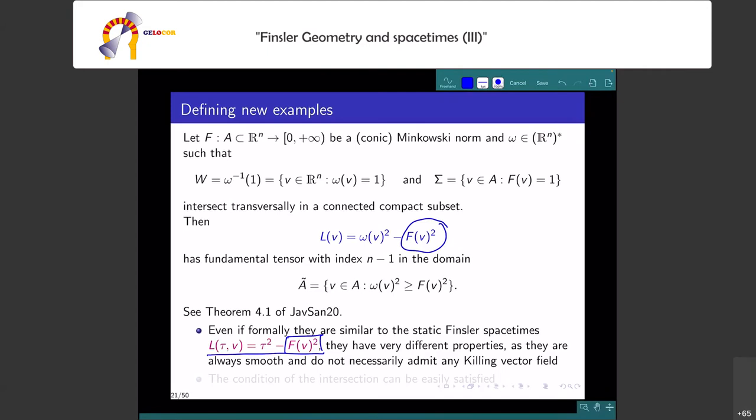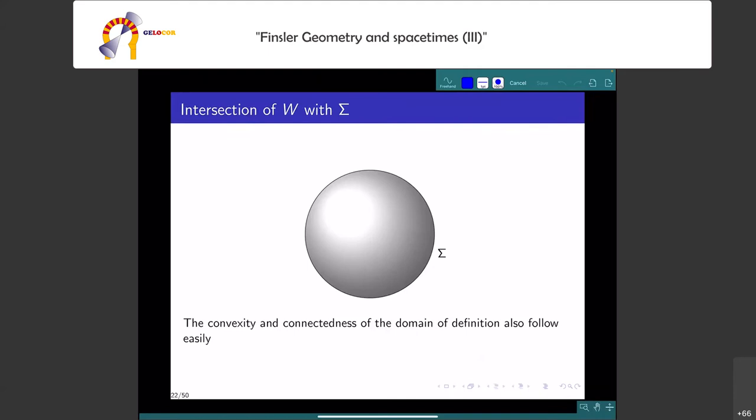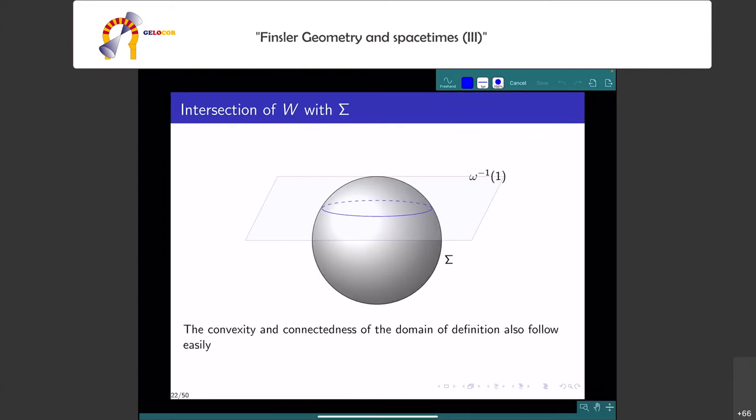This intersection condition is very easy to satisfy, and the best way to see this is in a picture. Imagine that you have the indicatrix of a conic Finsler metric or a Minkowski metric. We are in a vector space, so this is the indicatrix of a Minkowski metric. Then you consider the level one of the one-form, and the intersection has to be a strongly convex compact hypersurface in this hyperplane. So basically this defines a cone structure.